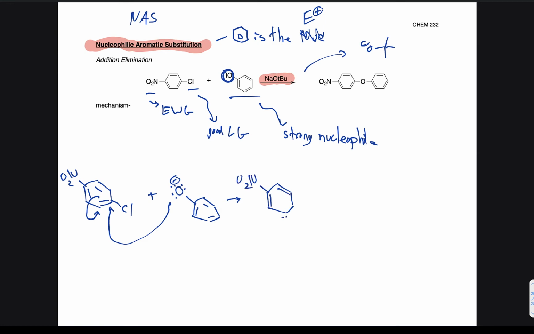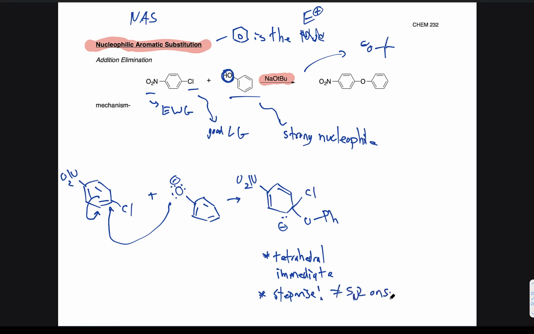So we have this as our intermediate now. And it's important to recognize, I'm going to abbreviate the benzene ring as Ph, for phenyl. You're free to do that too. The intermediate here is a tetrahedral intermediate, which we learned about in those earlier chapter videos. This is a stepwise mechanism. So we can't do SN2 reactions on sp2 carbons. So that's why we have to do this pathway.